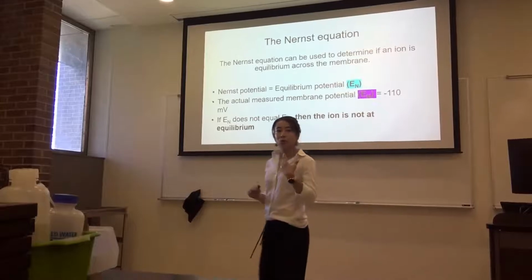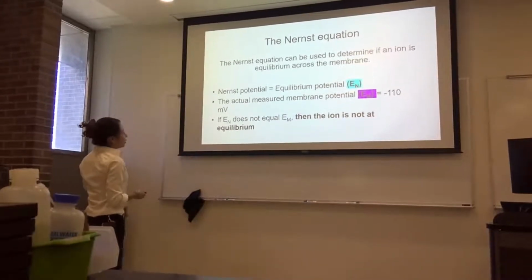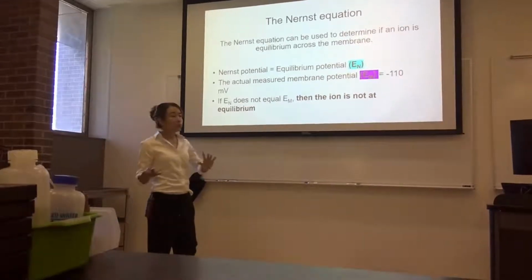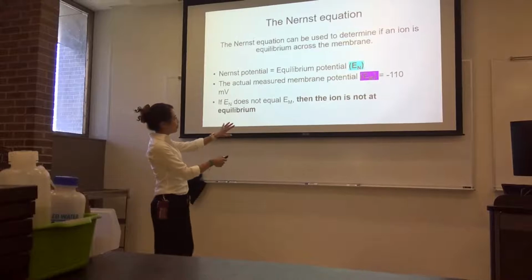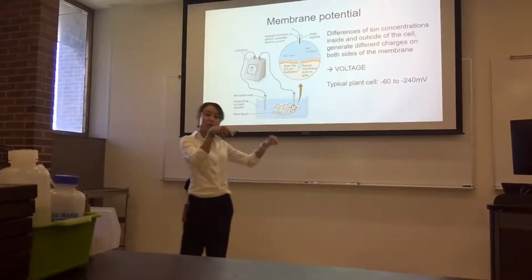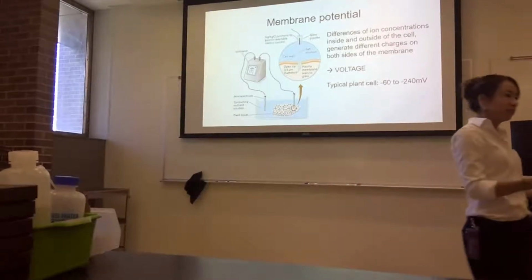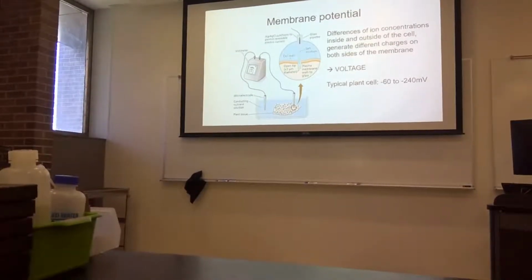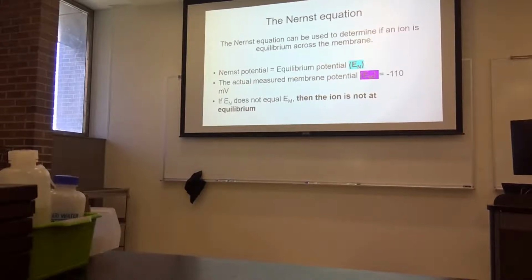That's the formula that you worked on at home. And then the actual membrane potential, and I will tell you what that means. This is something that you measure. So this value, you would actually get it like this. You get a voltmeter and then you measure it and you determine, okay, these cells have a membrane potential of minus 110.